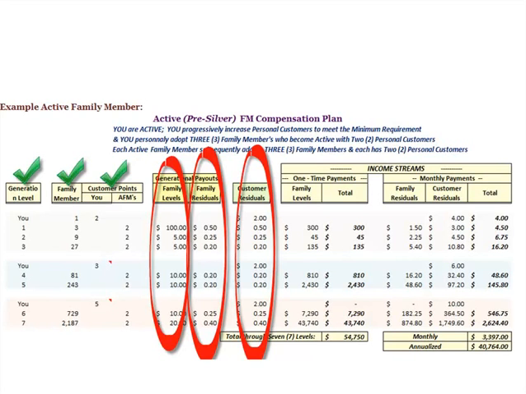So the one-time payments provide $55,000 or so to your income, and then on a monthly basis, you receive $1,000 for the family residuals. The customer residuals are about $2,400, and that happens every single month. And remember, that's based just on 3 people. That's all that you've put in this organization.